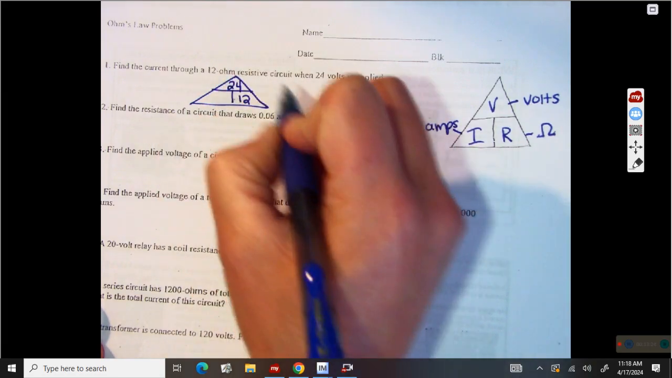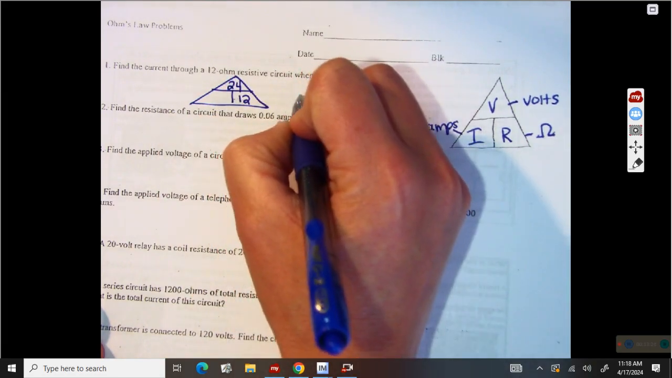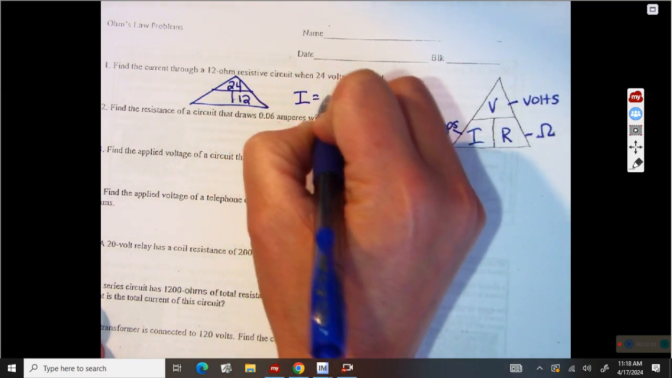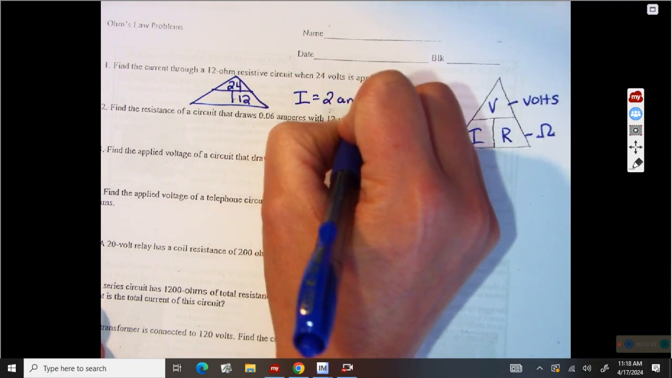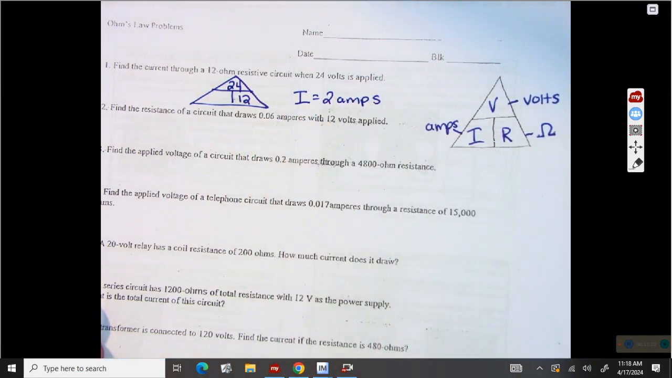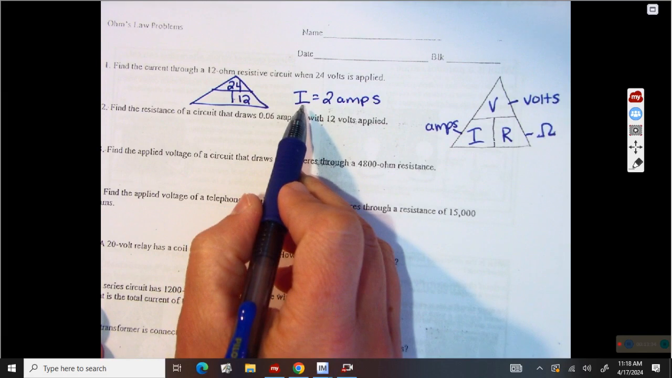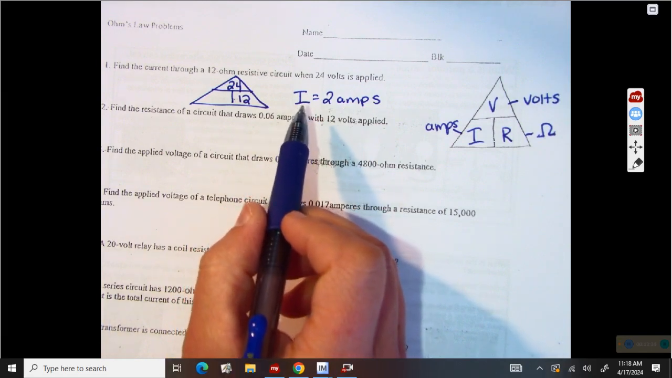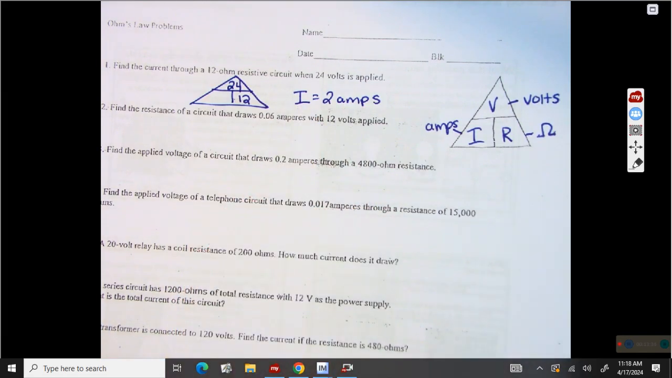24 volts. 24 divided by 12 equals 2. So my current equals 2 amps. Be sure you put your unit and be sure you put the letter of the thing that you were looking for. In this case, it was current.